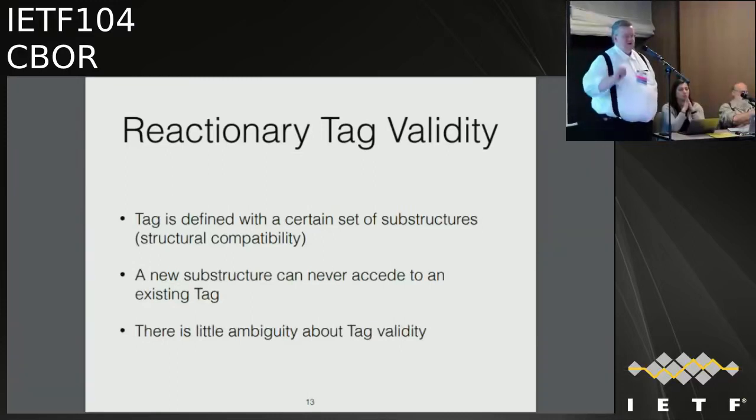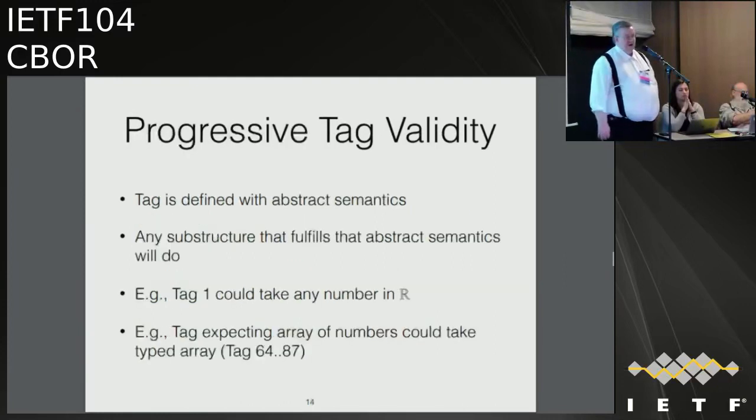Let me just quickly explain the other one. The progressive tag validity works by having the tag defined with some abstract semantics. So for instance, tag 1 could have said any real number can be a tag value.